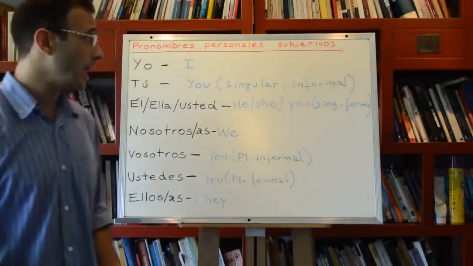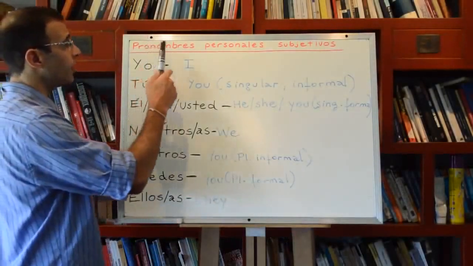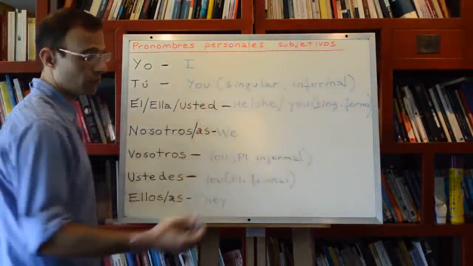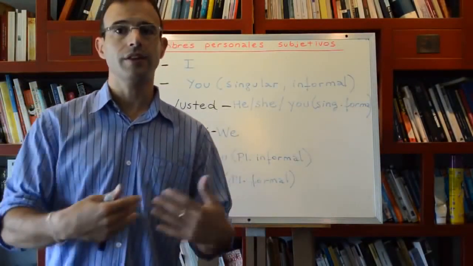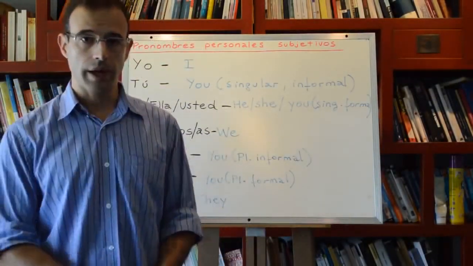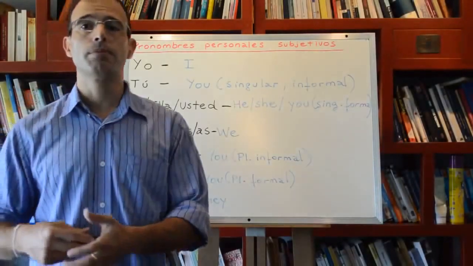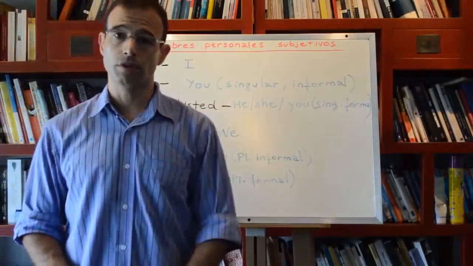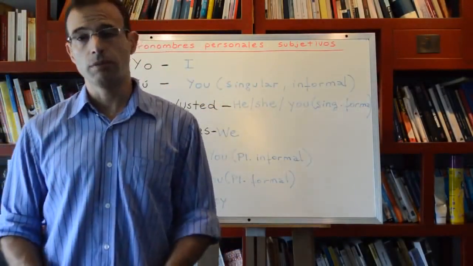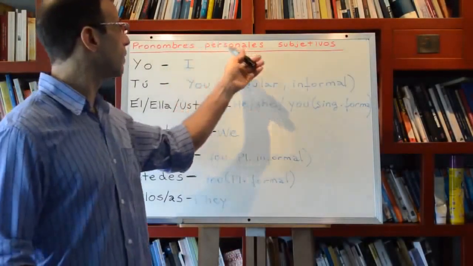In this class I will teach you the Spanish subject pronouns or personal pronouns. The name in Spanish is pronombres personales subjetivos. That is I, you, he, she, it, we, they, you. So those are the personal pronouns or pronombres personales subjetivos, but usually we simply call them pronombres personales.